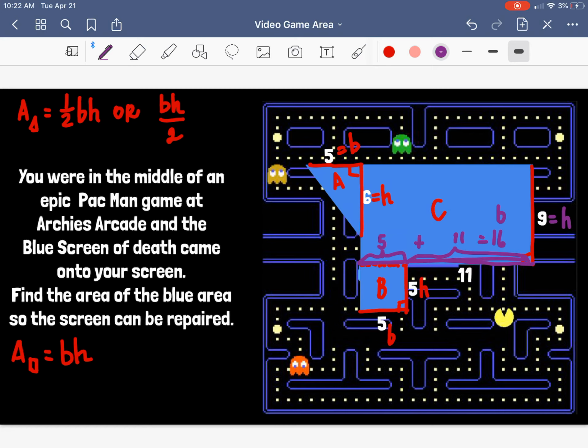So now that we have all the dimensions needed, use your formulas, and then in the end, add up the areas of triangle A, rectangle B, and rectangle C to get the entire area of the composite figure.